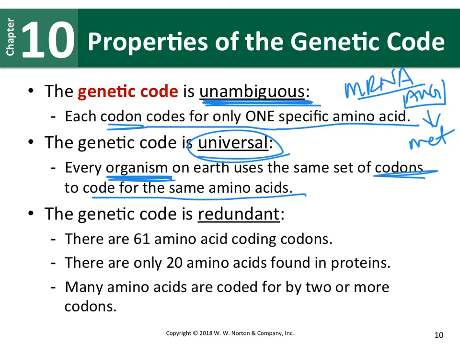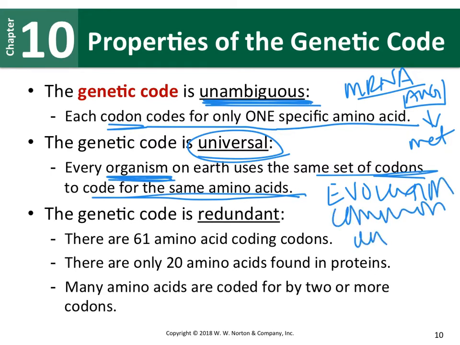But for everything else, whether you're a frog, a bird, most bacteria even, or an amoeba, everybody uses the same set of codons for the same amino acids. Hello, evolution. Common ancestor. Yes. That's why we all share the same thing. We were all one single cell way back when.